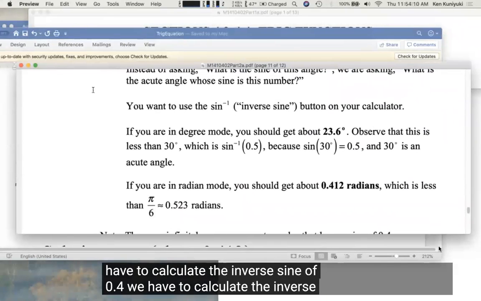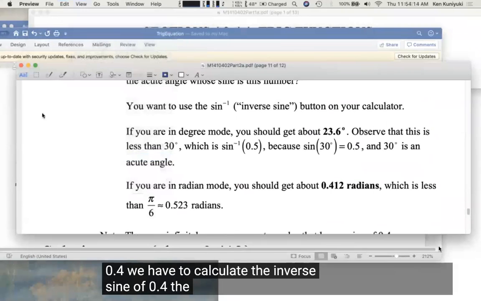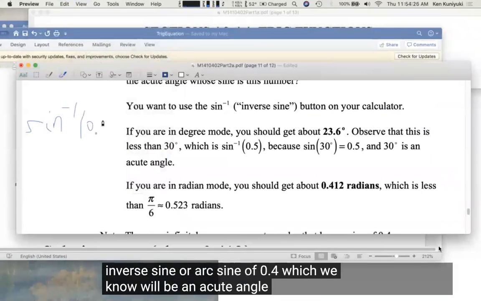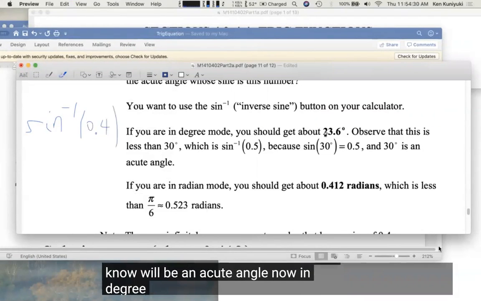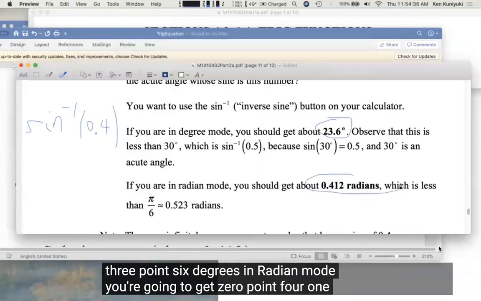We have to calculate the inverse sine, or arcsine, of 0.4, which we know will be an acute angle. Now in degree mode, we're going to get 23.6 degrees. In radian mode, you're going to get 0.412 radians.